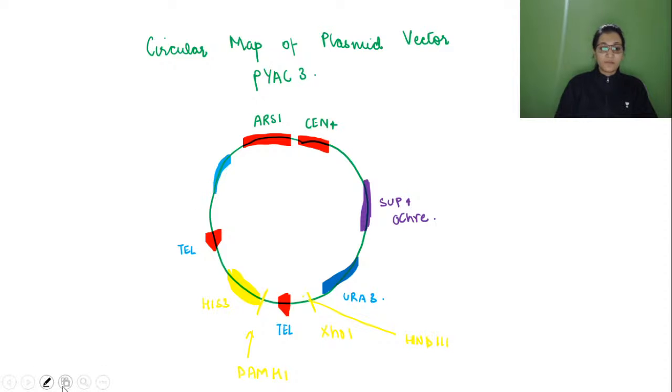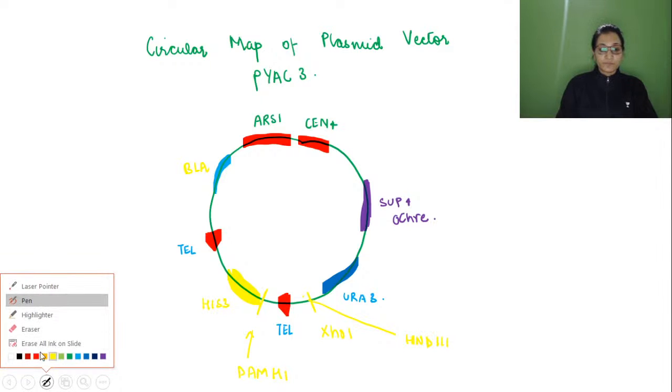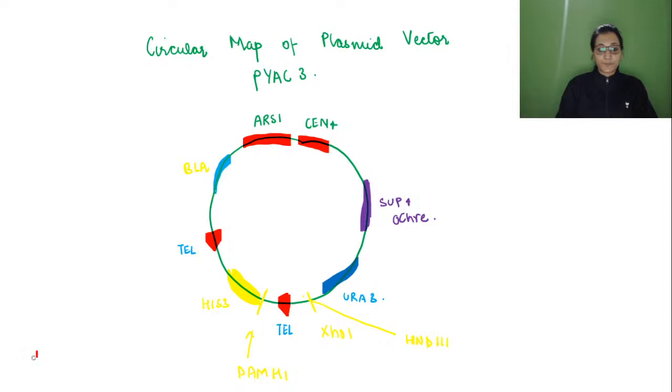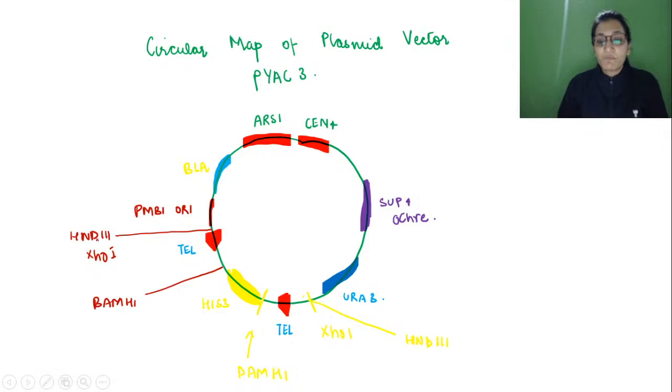Here there is a bla gene, and again there is this gene, and it would be labeled like this. This is the pMB1 ori, and here it contains one restriction enzyme site. Here it is BamHI, and here it contains HindIII and XhoI. Like this is the circular map of a plasmid vector.